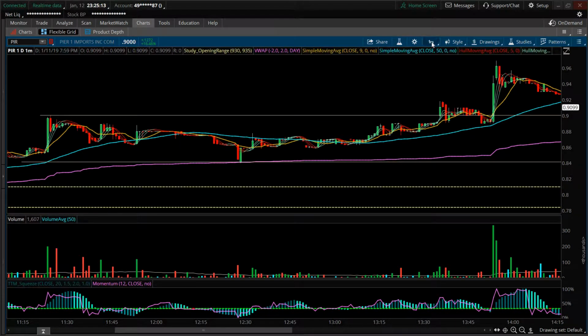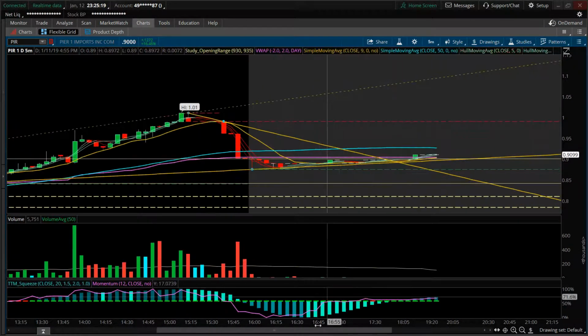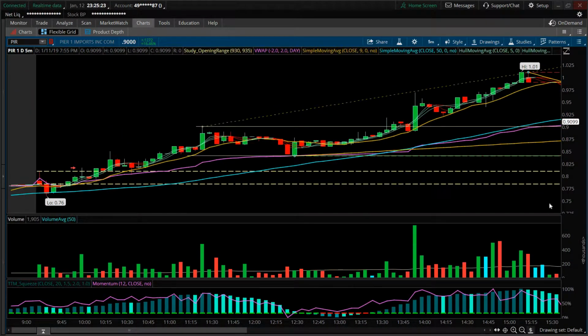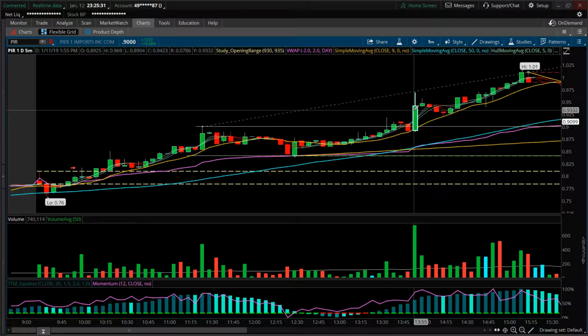That's where that 5 minutes comes in. When you go to the 5 minutes, and I'm going to mark it, what do you say, about 1:50 around there is when we're looking at, which is right where this green candle is.